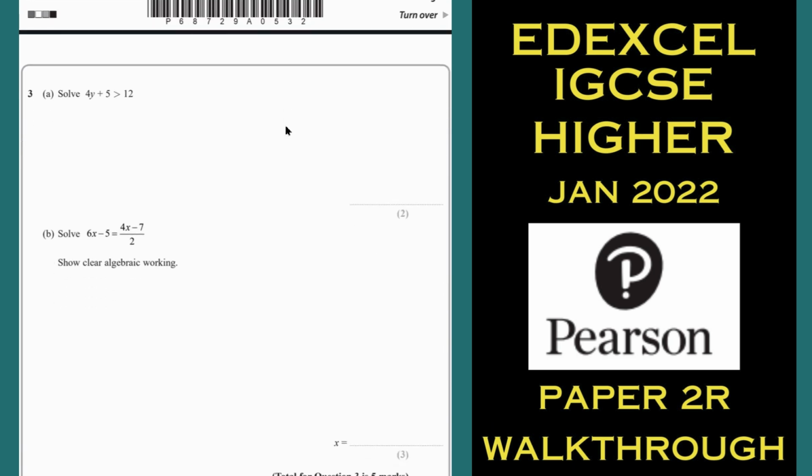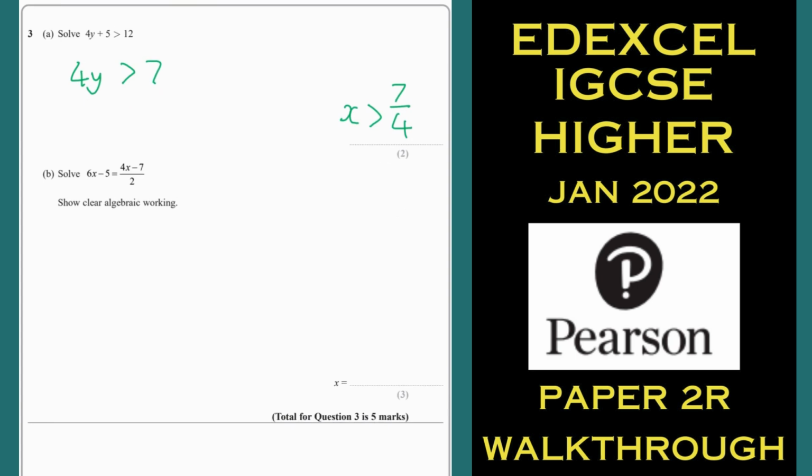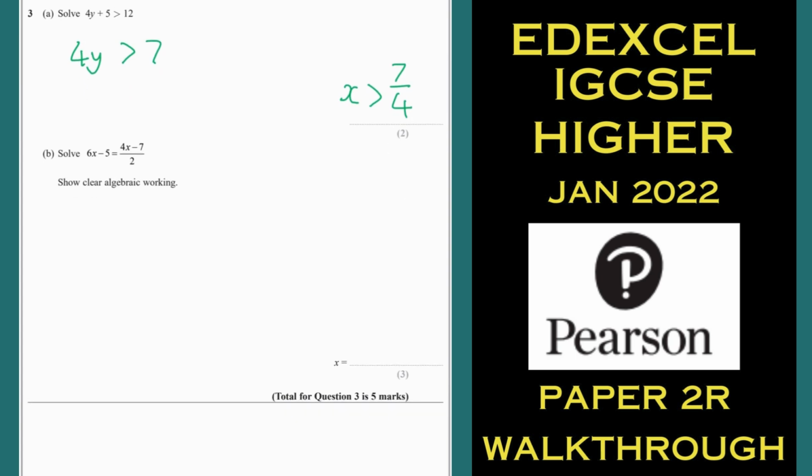Number 3, standard inequalities. Treat it like an equal sign. Do the same to both sides. So the 4y stays, but we subtract 5 from both sides. And now we divide both sides by 4. You could go mixed fraction or decimal, no one cares.